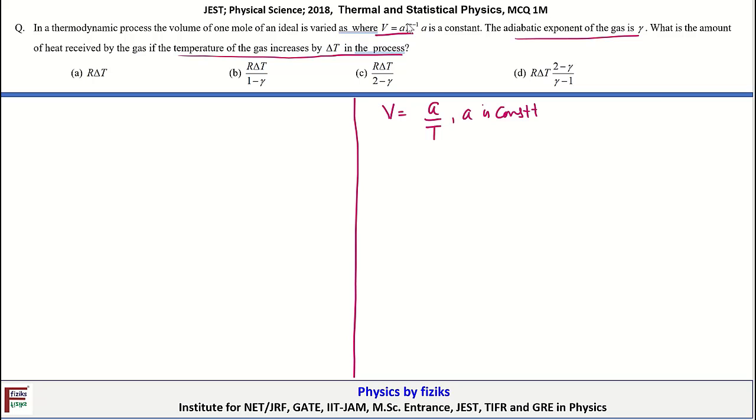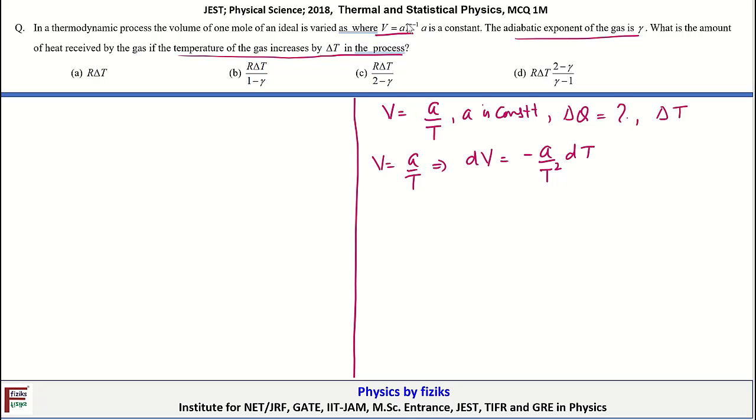Okay, so we have to find what is delta Q. Delta Q is equal to how much? When the process is taking place, there is a change in temperature delta T. Now because V is equal to A by T, this implies dV is equal to minus A upon T square dT.